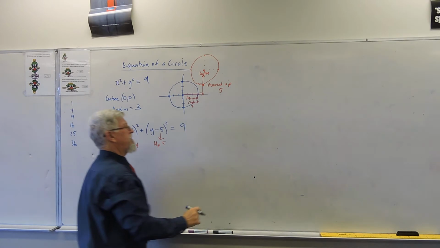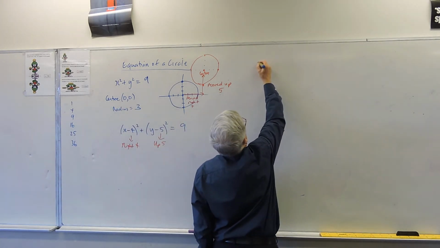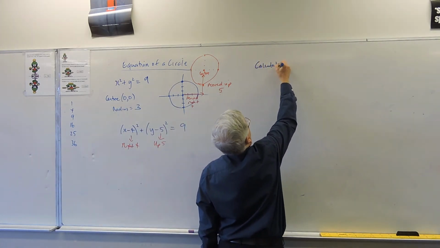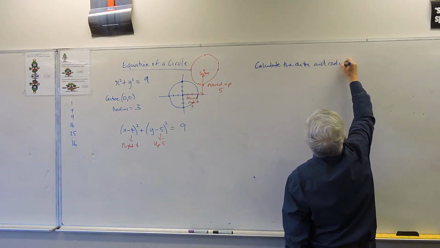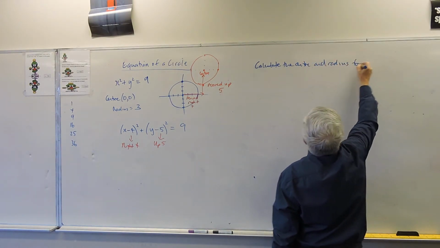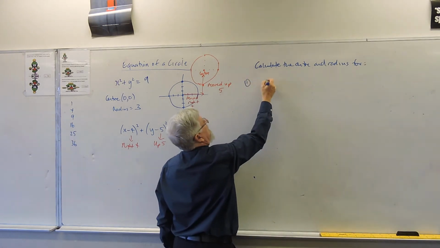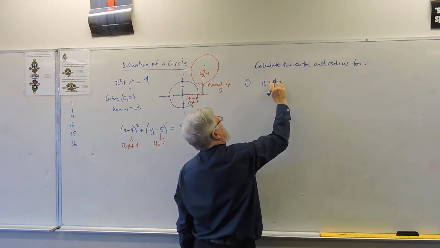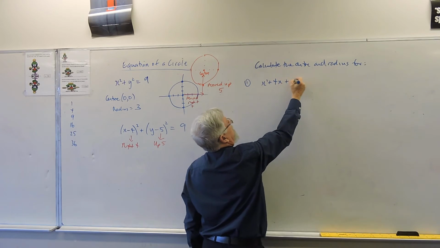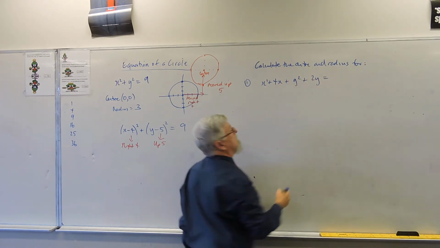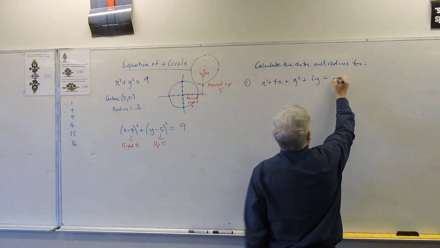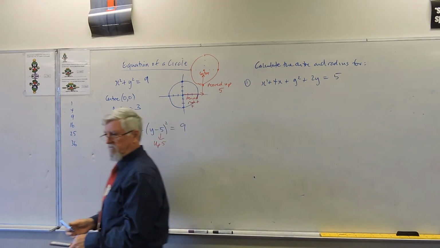Then we will come in and we do this here. Calculate centre and radius. Let's do it. x squared plus 4x. Do it nice first of all. Plus y squared plus 2y equals a. It doesn't matter what number it is. Let's go 5.